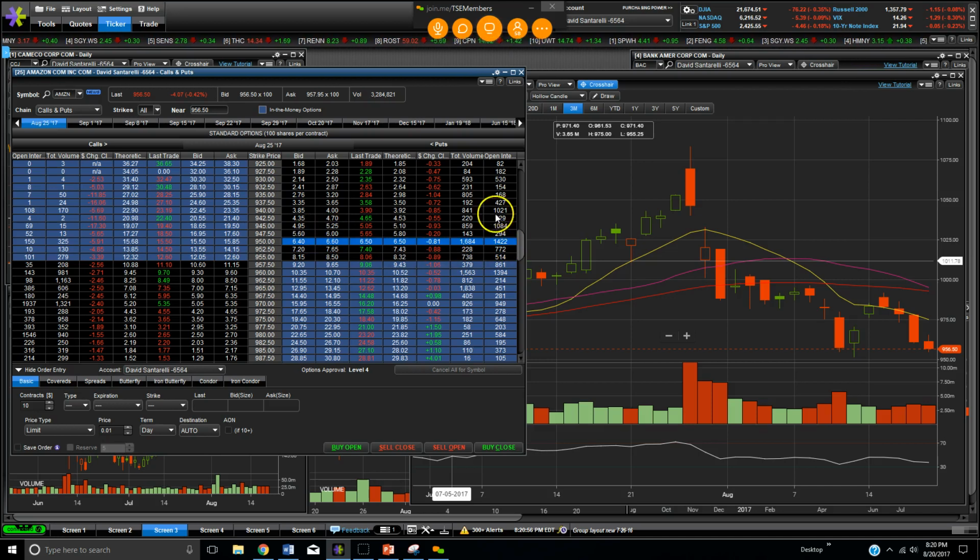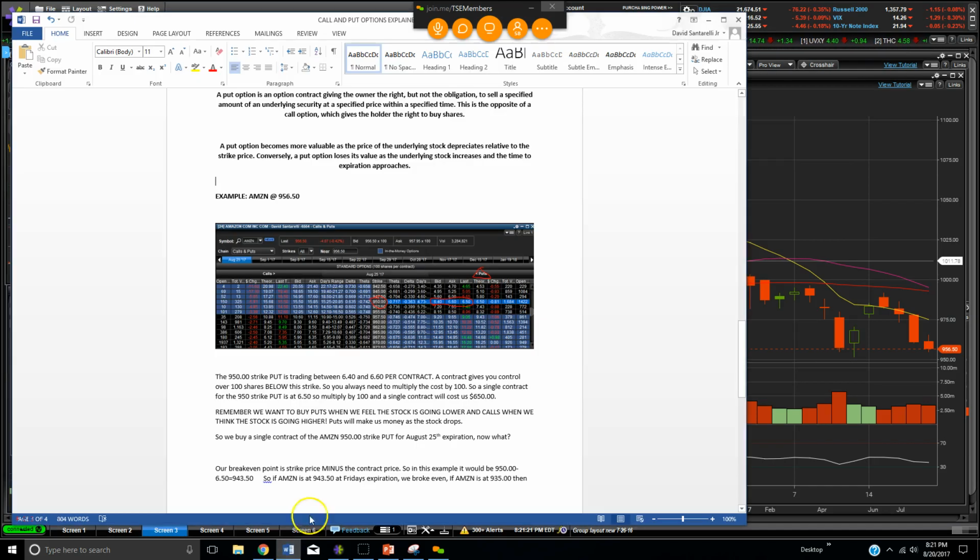Another thing too, look at the volume on the put side compared to the call side. But anyway, the 950 strike put is trading between a bid of 6.40 and an ask of 6.60. Last traded at 6.50. Theoretically, we could get it right now at 6.50 if the market was open. So 6.50 for the 950 strike put. All right, now let's go back here to our example.